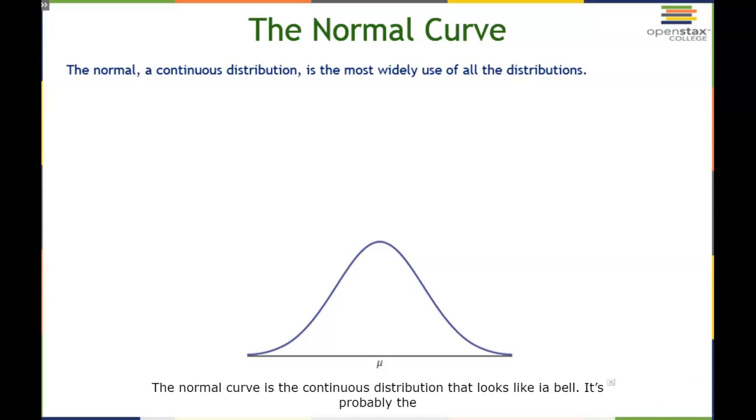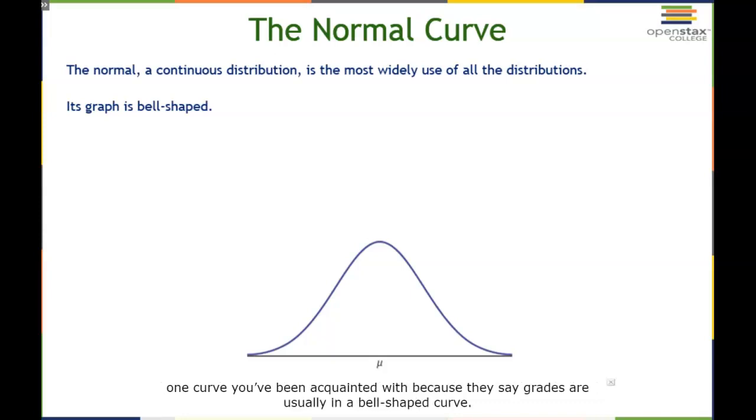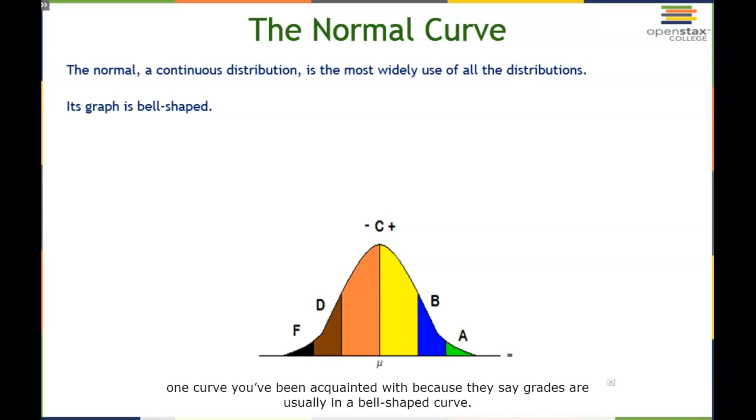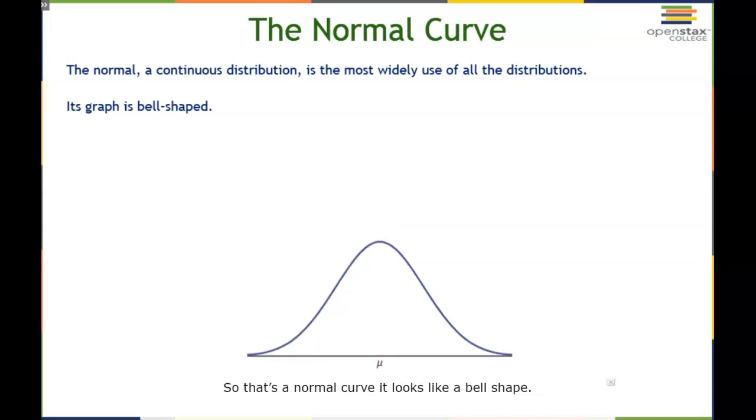The normal curve is the continuous distribution that looks like a bell. It's probably the one curve you've been acquainted with because they say grades are usually in a bell-shaped curve. You'll have a few F's, a few A's, but you'll have a lot of the middle grades. So that's a normal curve. It looks like a bell shape.